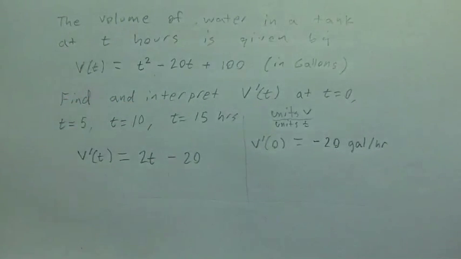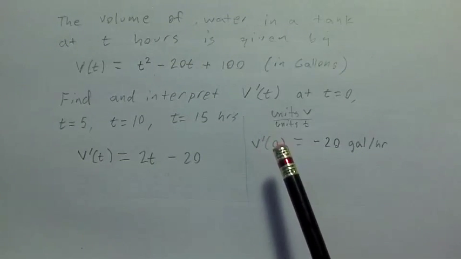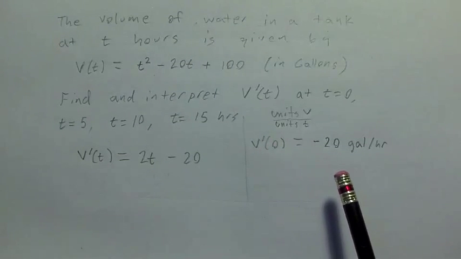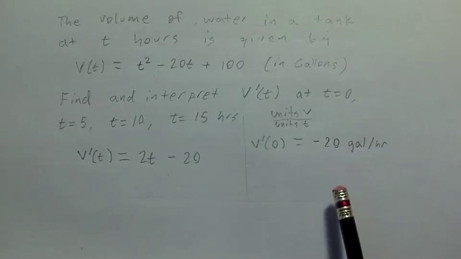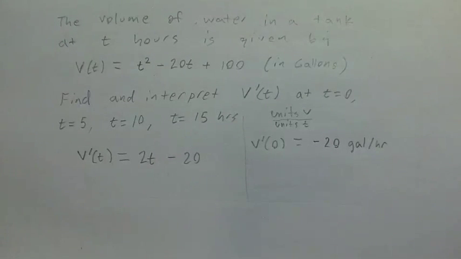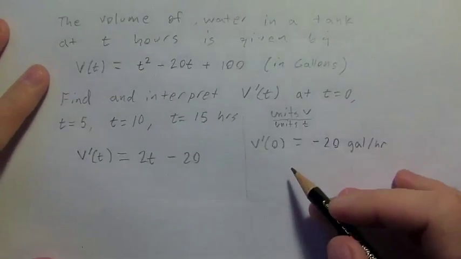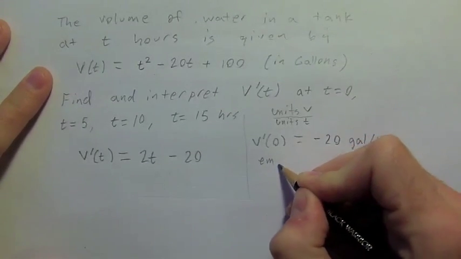All right, and what's happening is we're either filling up the tank or we're emptying the tank. One of those things is happening. And what I have here is that at t equals 0, I have a rate of negative 20 gallons per hour. What do you think that means? Okay. What does the negative 20 mean? Well, this means that initially at t equals 0, we're emptying the tank.